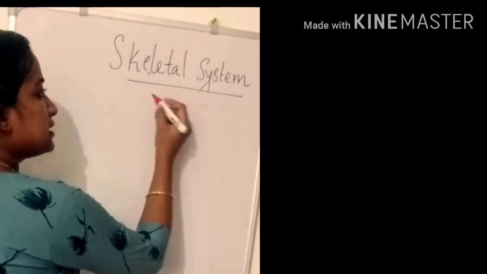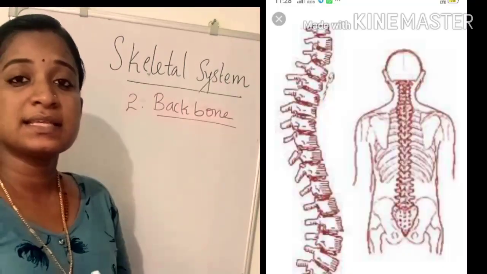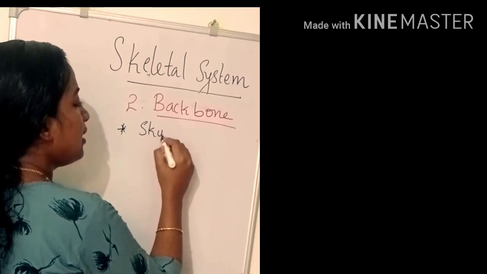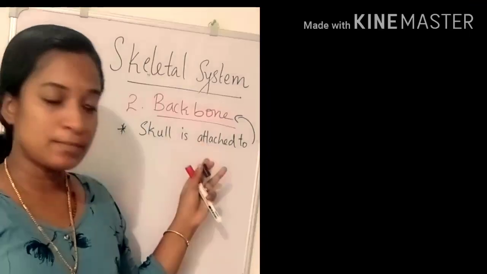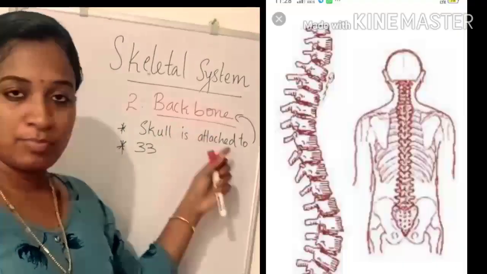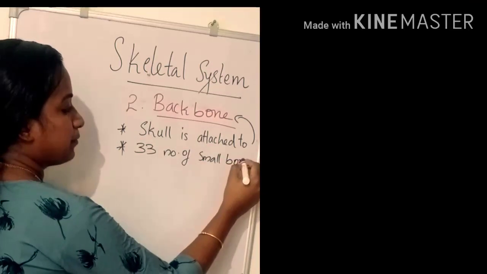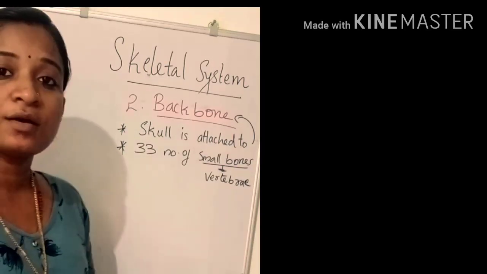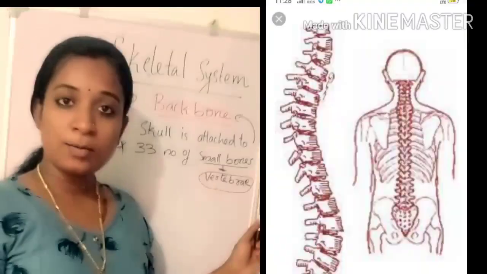Okay. The second part of the skeletal system is our backbone, and the skull is attached to the backbone. First you need to remember that the skull is attached to the backbone, and there are 33 small bones present in our backbone. The small bones are called vertebrae. Don't forget the backbone is made of 33 small bones, and they are known as vertebrae.